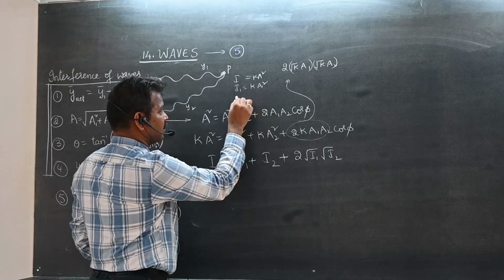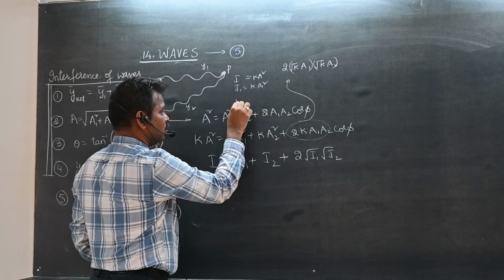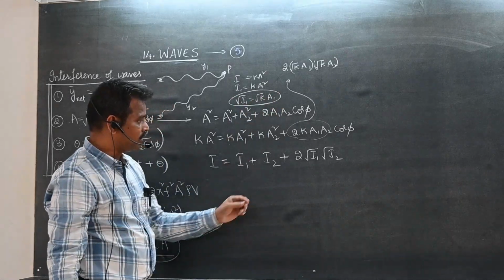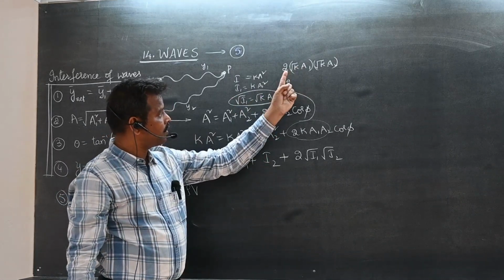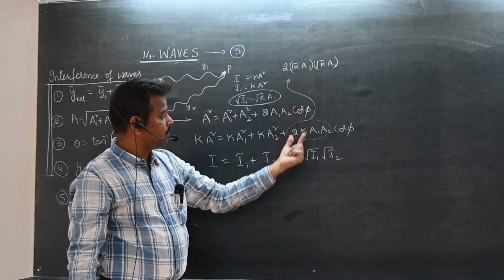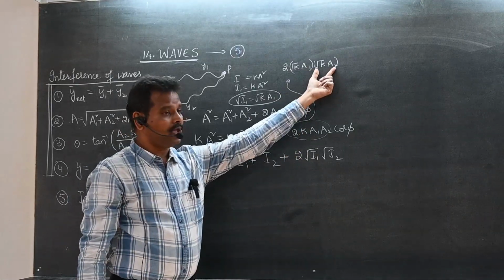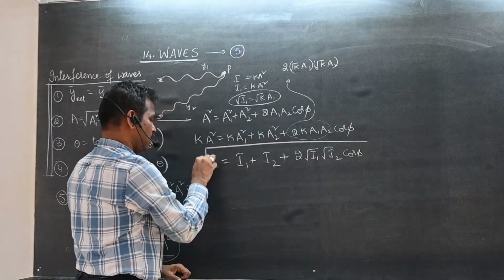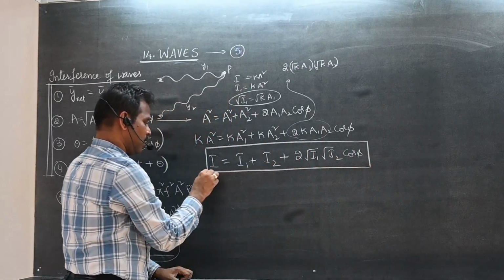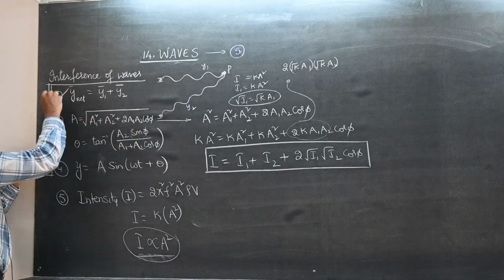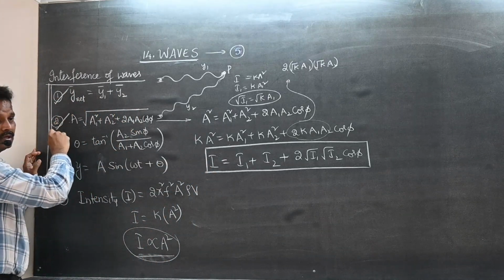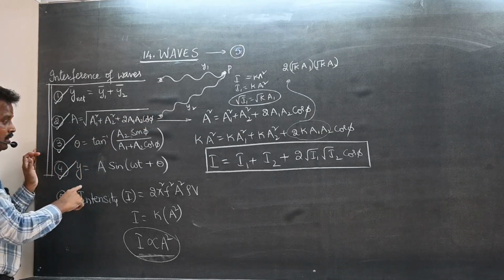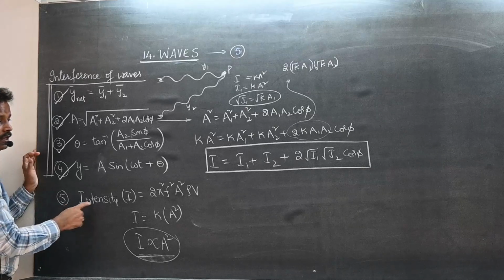So this is I1. Square rooting on both sides, root I1 is root k a1. So 2 root k a1 root k a2 cos φ, where root k a1 is root I1 and root k a2 is root I2. This is the fifth equation that we can derive. Already we derived from the law of superposition the equation of the resultant wave, then we found the angle, and the fifth one is the intensity formula.